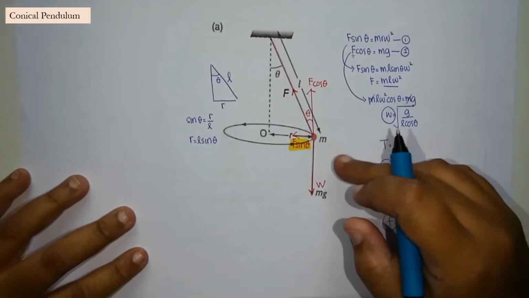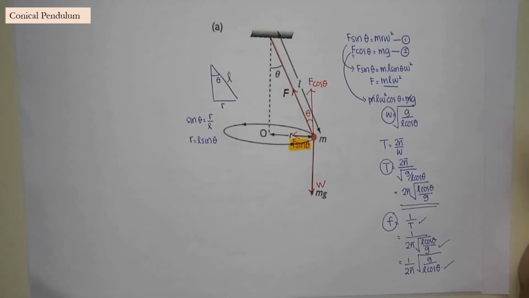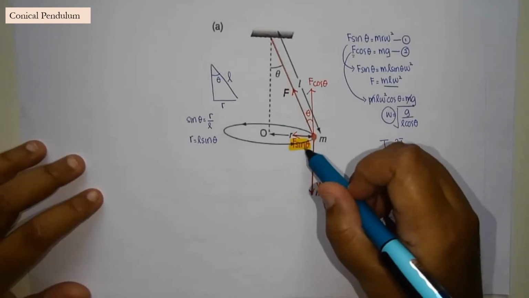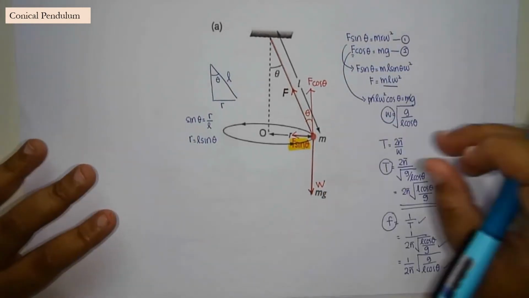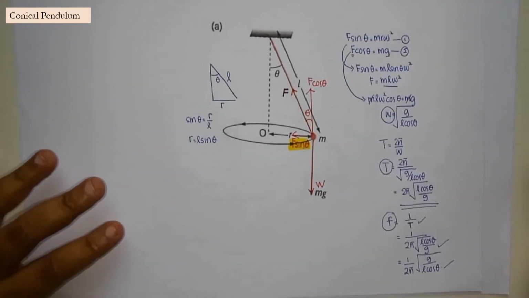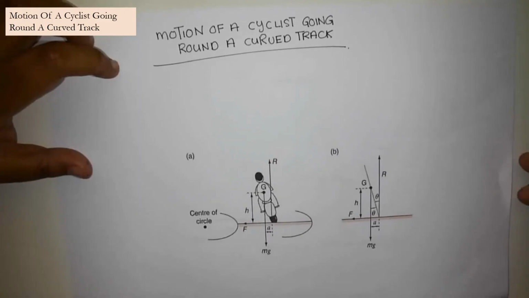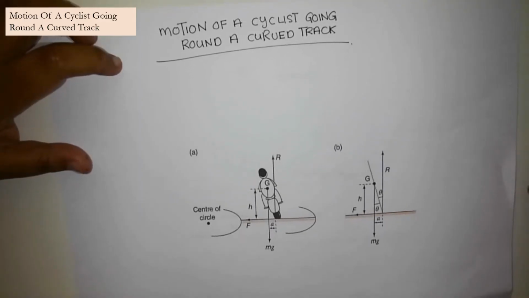The concept is to find the resultant force to the center. That resultant force will be the centripetal force. So this is us applying it for the example of the conical pendulum. Okay, all right. Now let's look at the motion of a cyclist going around a curved track.